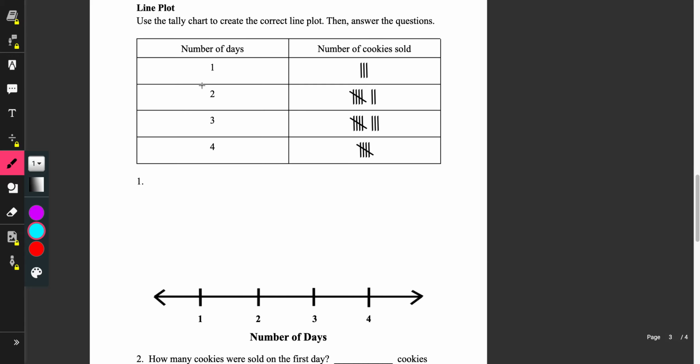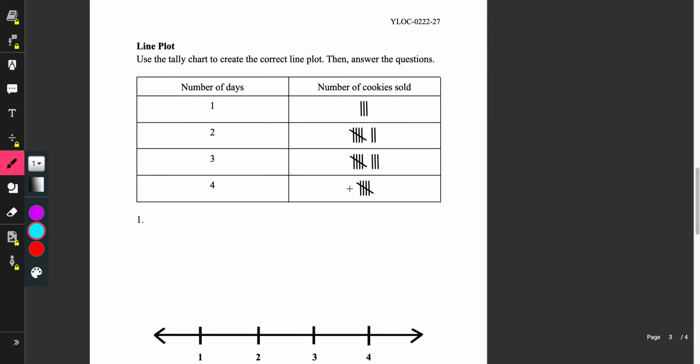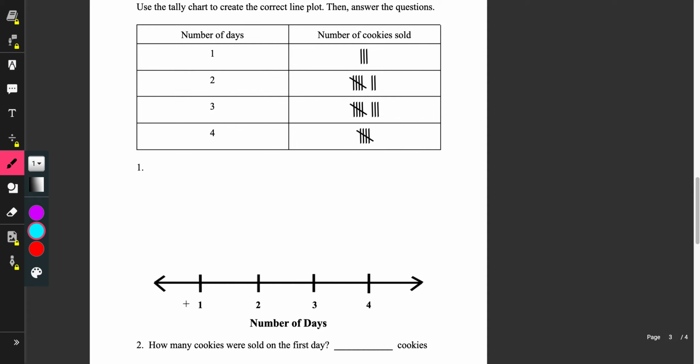Let's do some line plots now. It says use a tally chart to create the correct line plot, then answer the question. So here we've got the number of days and number of cookies sold. We've got to create a line plot, a tally chart. It's already set up, so the number of days is already set up. Now we just have to put each one into each of these. So for number 1, we see that there's 3, so we're going to do 3 X marks.